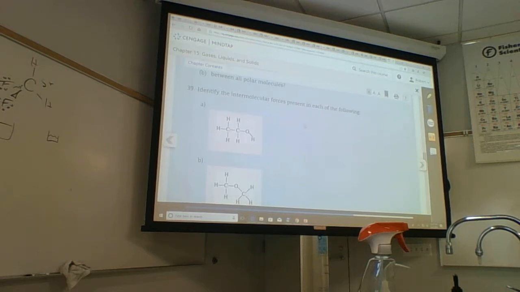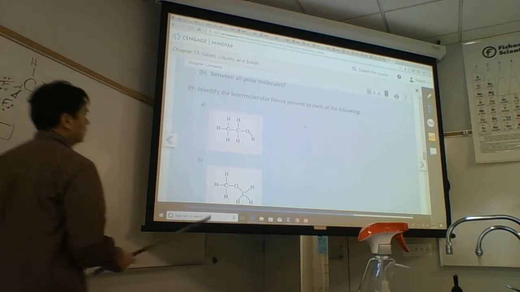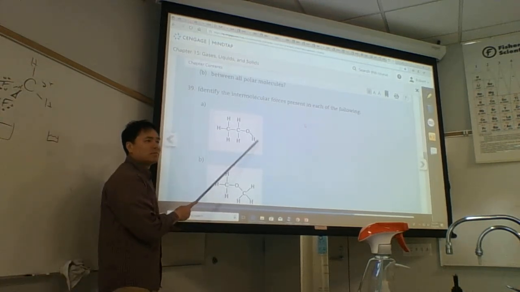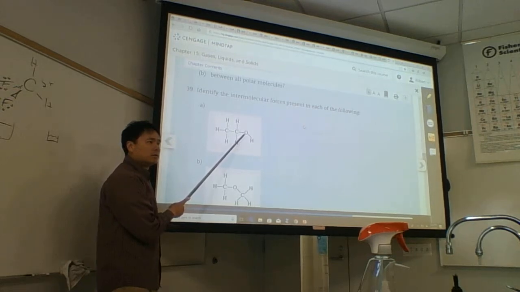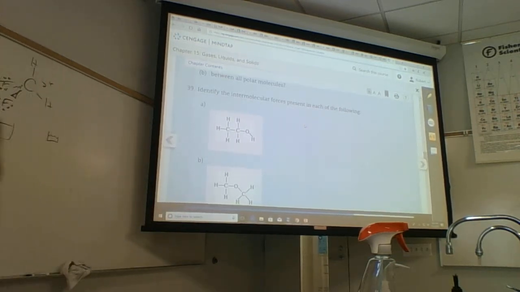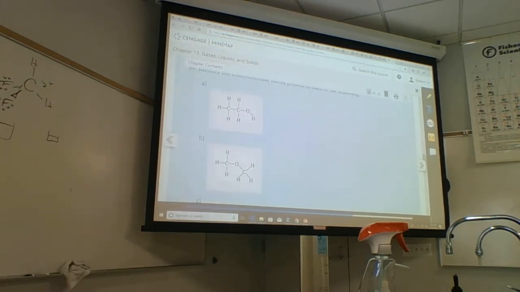Identify the intermolecular forces present in each of the following. Ooh, look at this. The first thing I see is hydrogen bonded to oxygen. Hydrogen bonded to oxygen means hydrogen bonding. So hydrogen bonding, all these have dispersion. Everything has dispersion because we can create waves in anything.